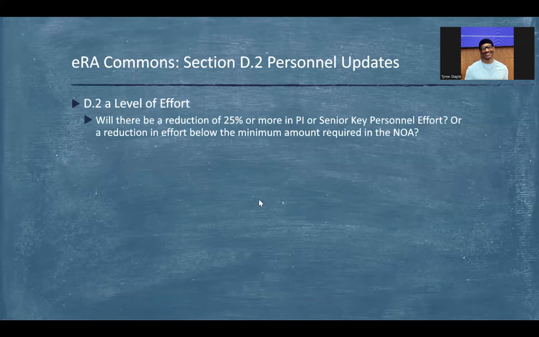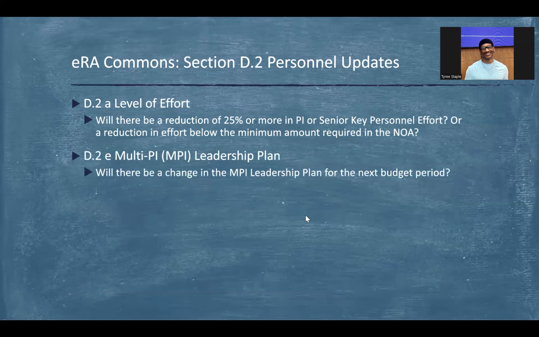There's also, within section D, questions about personnel updates. There used to be a question about whether there are any new senior key personnel as a separate question, that is now taken care of in the all personnel report table. So that section is a little bit simplified now. There are fewer questions. Section D2A is asking you if there's going to be any significant changes in effort for PI or senior key personnel.